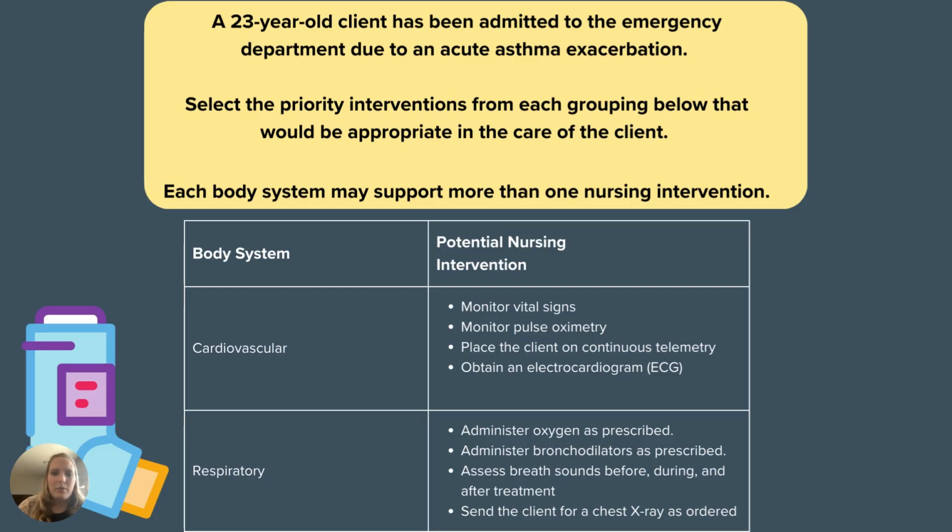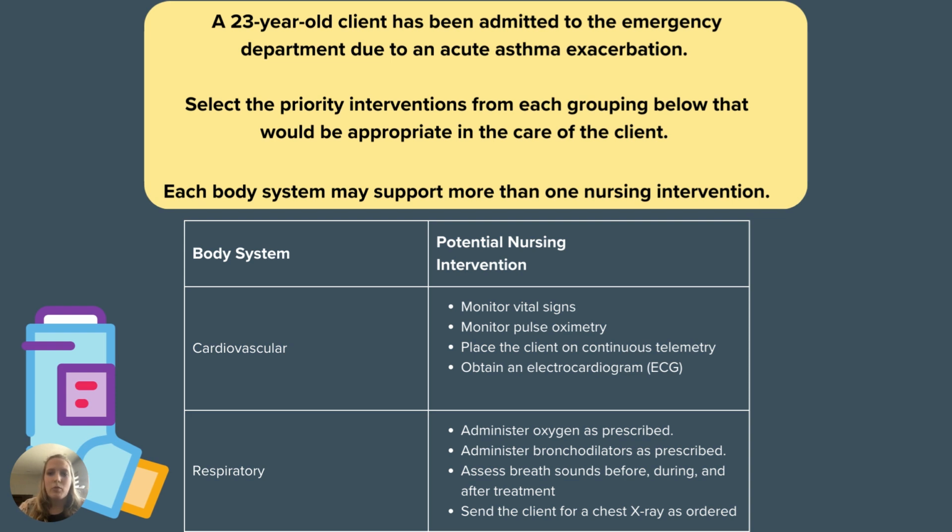Now let's look at a sample practice question from a content perspective just so you understand how these questions will work. In reality, on your exam, you might have more information about the client, like nursing notes, vital signs, or lab results. So let's jump in. We have a 23-year-old client who has been admitted to the emergency department due to an acute asthma exacerbation. Select the priority interventions from each grouping below that would be appropriate in the care of the client.